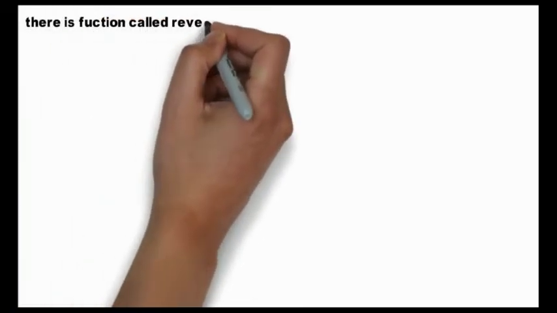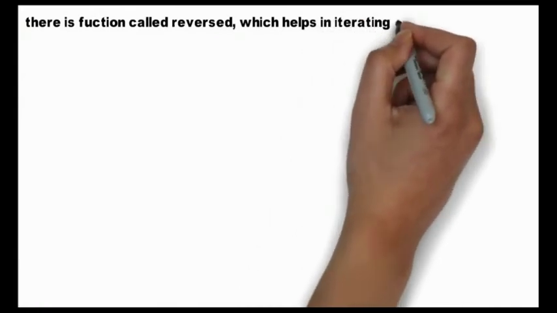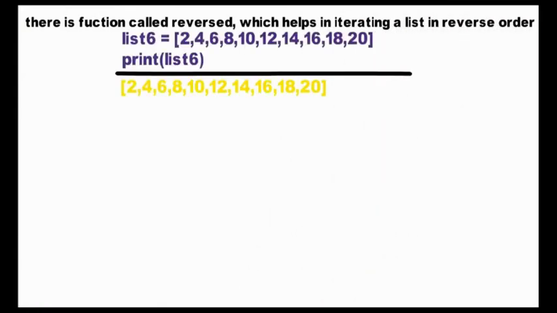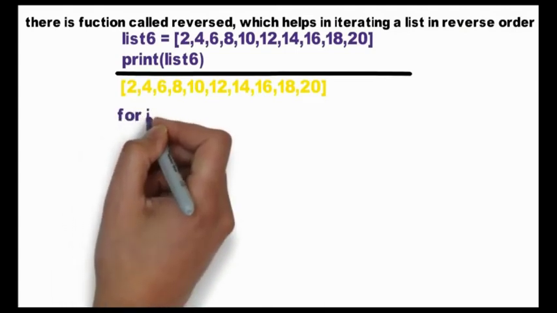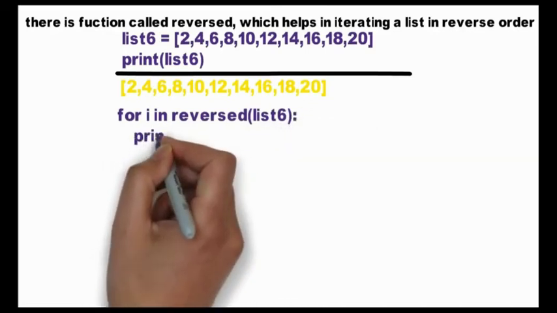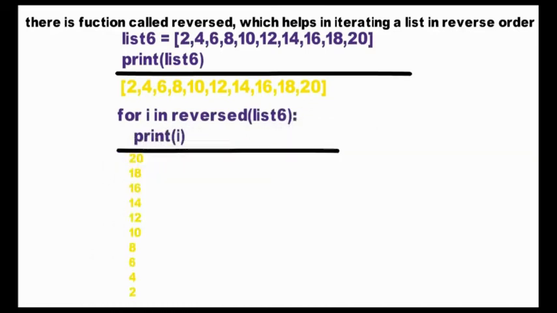There is a function called reversed which helps in iterating a list in reverse order. Let's try that out. For i in reversed(list6), we will print i. Basically we can observe that we are able to iterate the list in reverse order, like 20, 18, 16, etc.